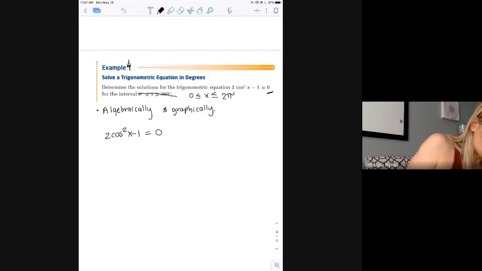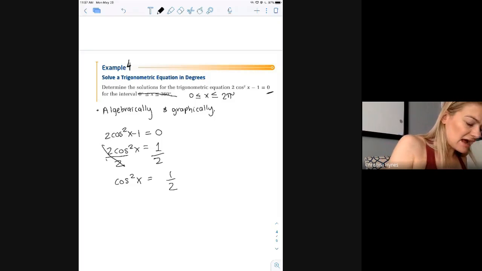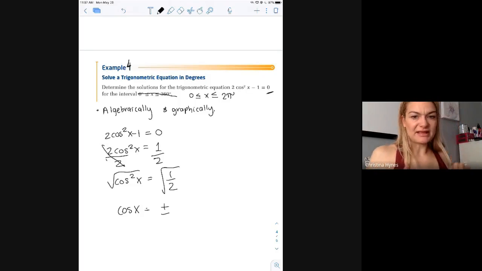So you're going to bring the 1 to the other side. That's going to become positive 1. And then you're going to divide by 2 on both sides, leaving you with cos squared x equals 1/2. Now you're going to square root both sides. And what's important for these questions is that you have positive, negative for the answer. Okay, so you need to include the positive, negative.